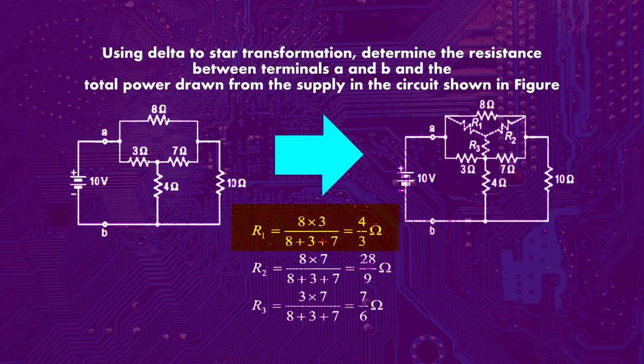So R1 can be calculated as 8 into 3 upon 8 plus 3 plus 7, that is equal to 4 by 3 ohm. Similarly you can calculate R2, that is 8 into 7 upon 8 plus 3 plus 7, it comes 28 upon 9 ohm. Similarly you can also calculate the resistance R3, that is 3 into 7 upon 8 plus 3 plus 7, that is equal to 7 upon 6 ohm.